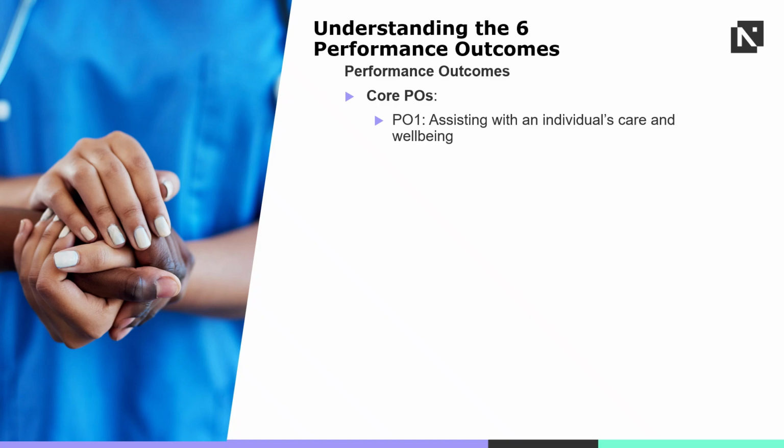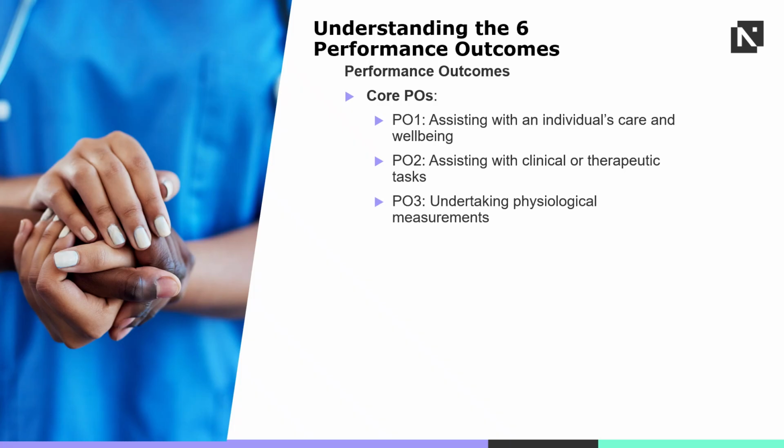Performance outcome 2, assisting with clinical or therapeutic tasks. For example, helping with wound care, preparing equipment or monitoring medication routines. Performance outcome 3, undertaking physiological measurements. So we're talking about things like temperature, heart rate, respiration, blood pressure.